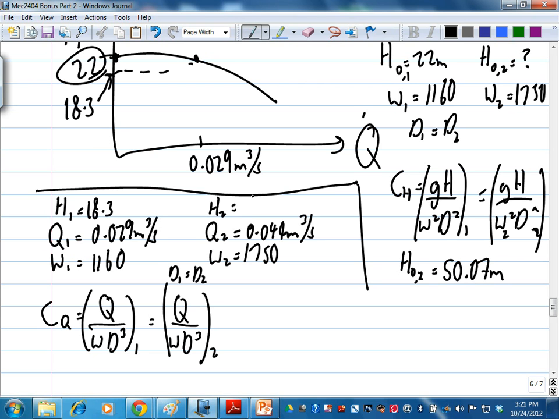H2? It's the ratio of the square of the omega. 41. 41 only. Meters.